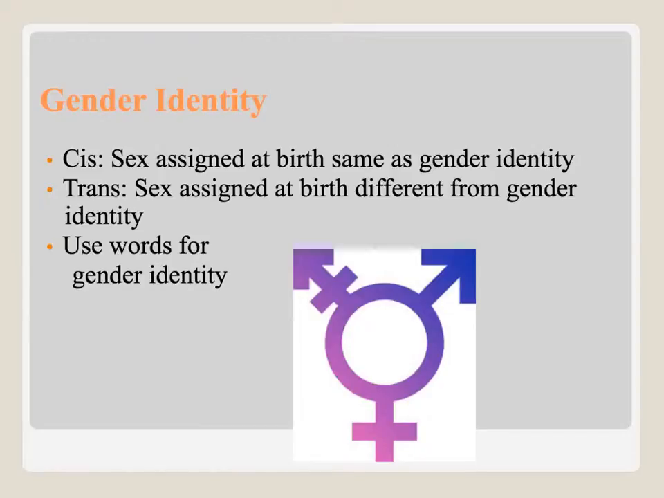A person whose gender identity is not the same as their sex assigned at birth is trans. We refer to trans people by their gender identity, not by their sex assigned at birth. So a trans woman is a person who identifies as a woman and was assigned male at birth. We use she to refer to her.